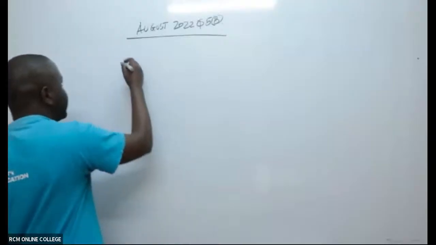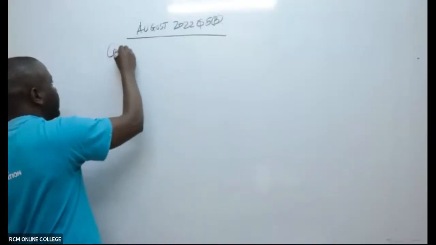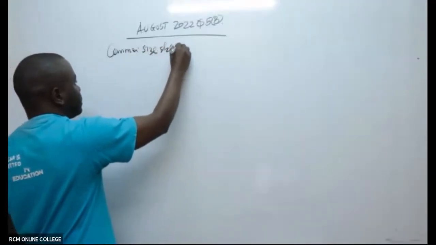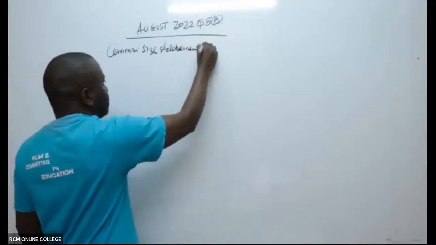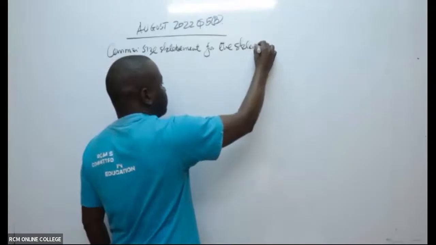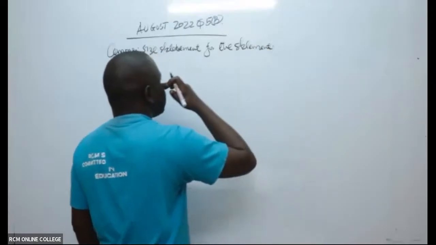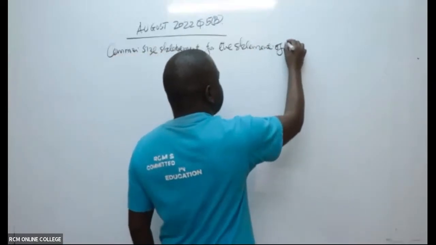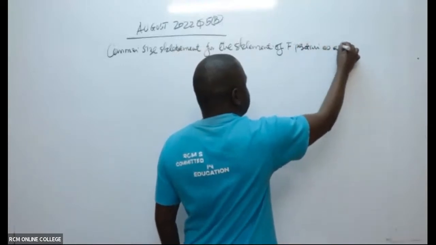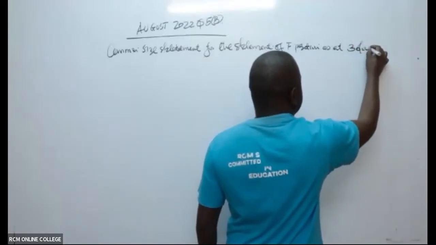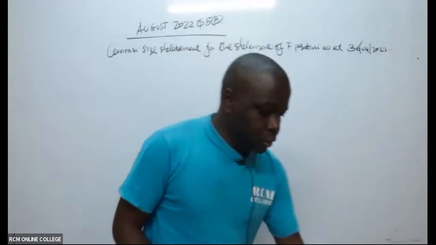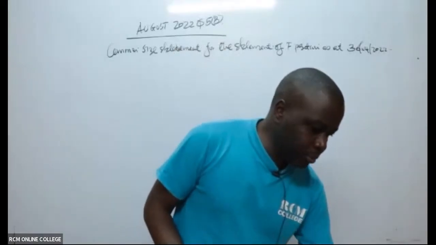So the common size statement for the statement of financial position as at 30th of April 2022. So you go to your balance sheet.